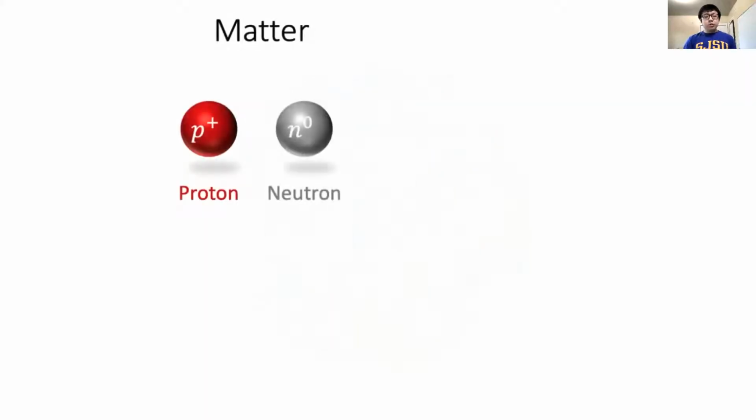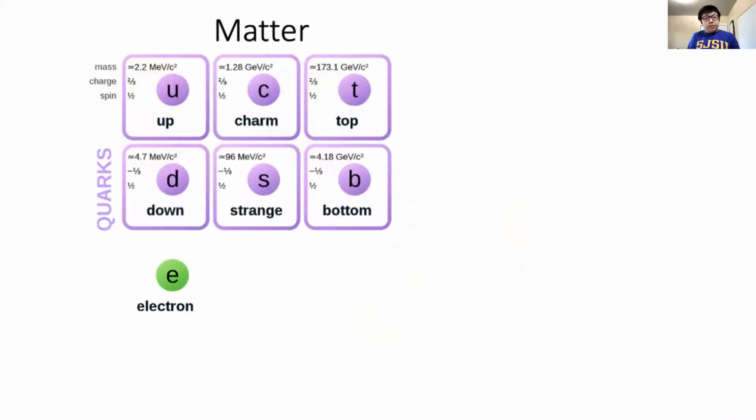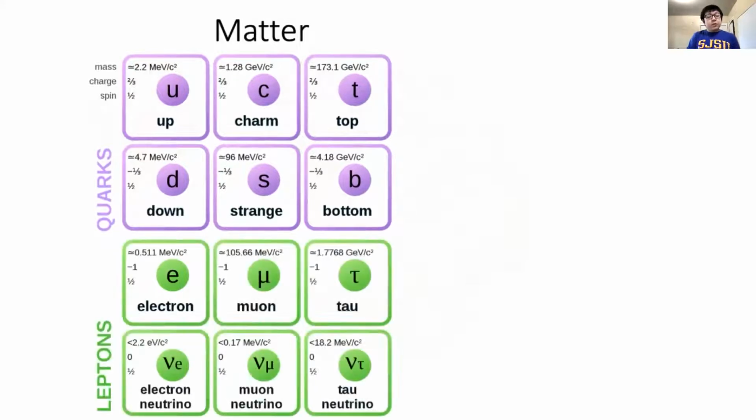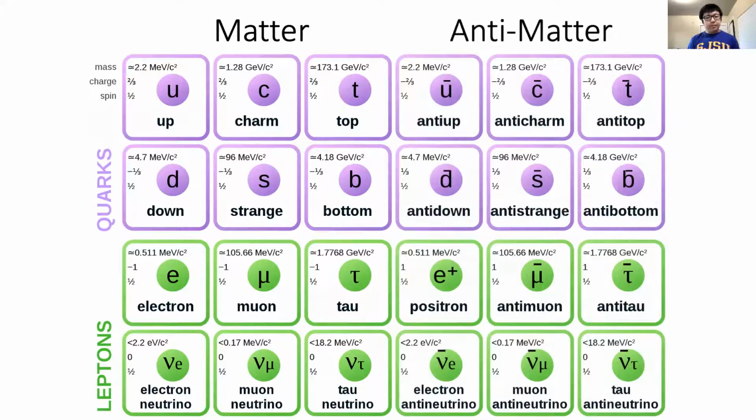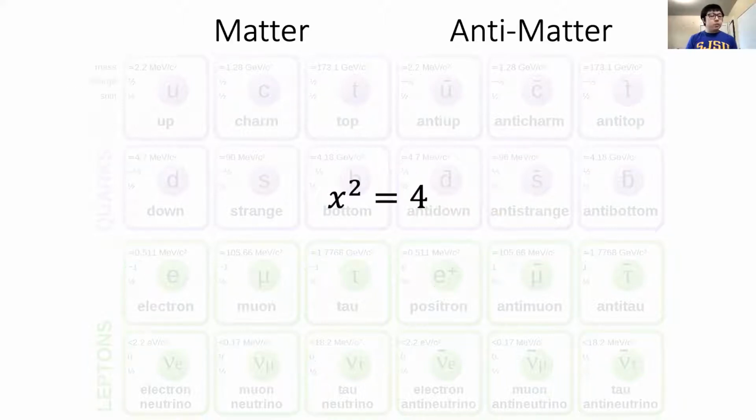In other words, they're made of protons, neutrons, and electrons. Protons and neutrons are made of smaller particles, quarks. Electrons are part of a larger family of leptons. Like anything, matter has its equal and opposite counterpart, antimatter. They're in every way the same, only with opposite charge. Kind of like how x squared equals 4 has two solutions, plus and minus 2.